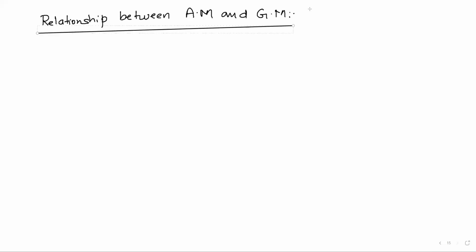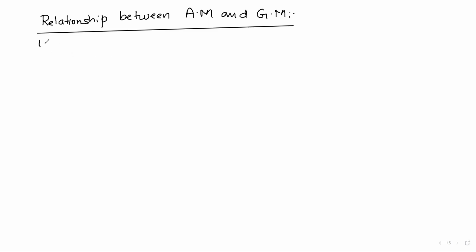Next topic is the relationship between arithmetic mean and geometric mean. This derivation comes in some exams, so you have to do this derivation. They may ask in the exam to derive the relationship between the arithmetic mean and the geometric mean.